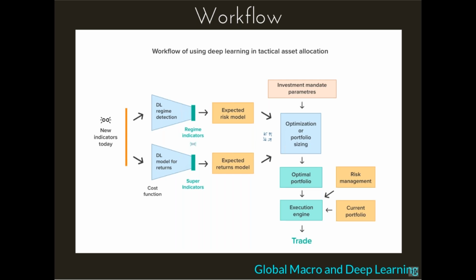So from the indicators, we have two deep learning modules. One of them tries to summarize these indicators. I'm talking about the DL model for returns. The output of this is a set of super indicators. Think of them as higher performance indicators, which will be used in our expected returns model. So we got some indicators to start with, and we are trying to figure out which ones are good and which ones are predictive. This is the DL model for returns.